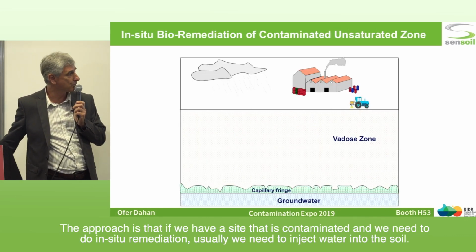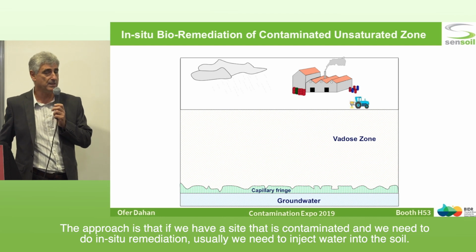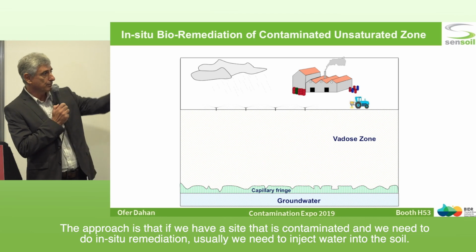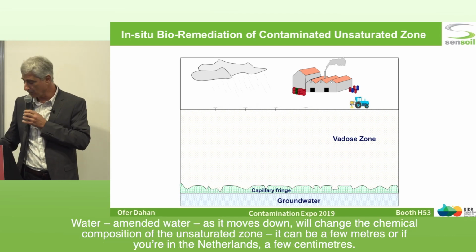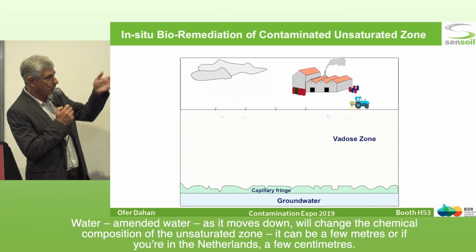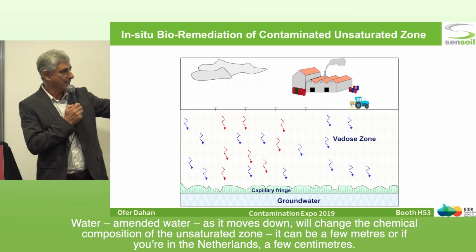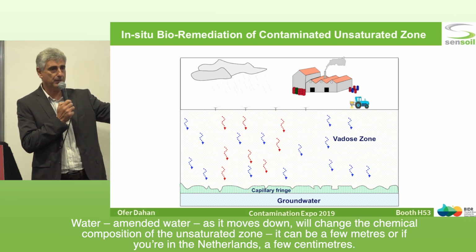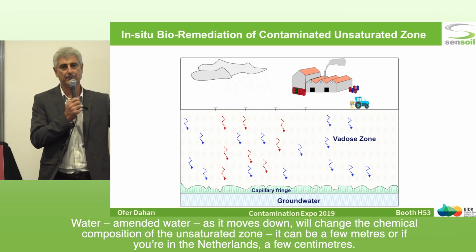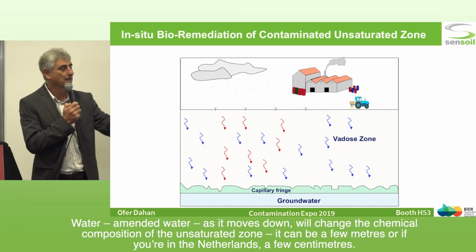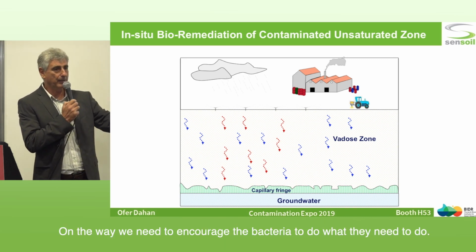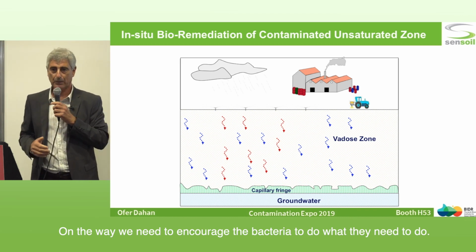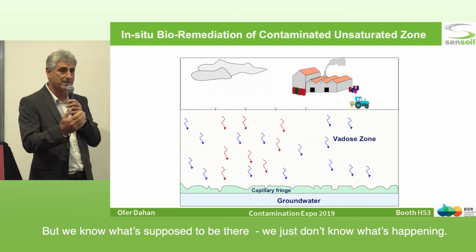If we have a site that is contaminated, and we need to do in-situ remediation, usually we'll need to inject water into the soil. Amended water, and this amended water, while moving down, will change the chemical composition of the unsaturated zone. Now this can be a few meters, or if you're in the Netherlands, sometimes less than a few centimeters. But on the way, we need to encourage the bacteria to do what they need to do. We know what's supposed to be there, we don't know it's happening there.